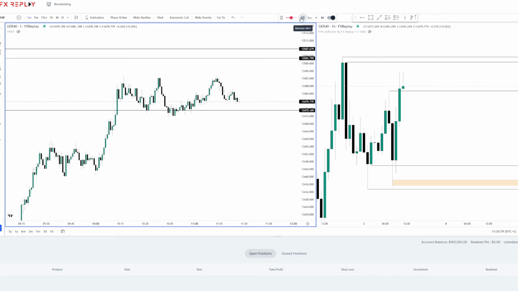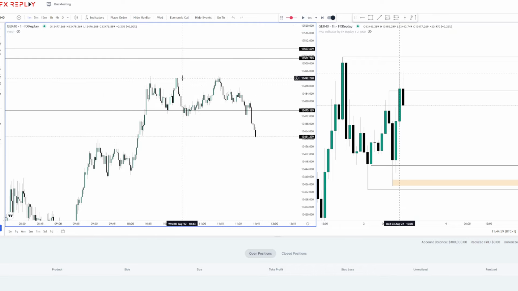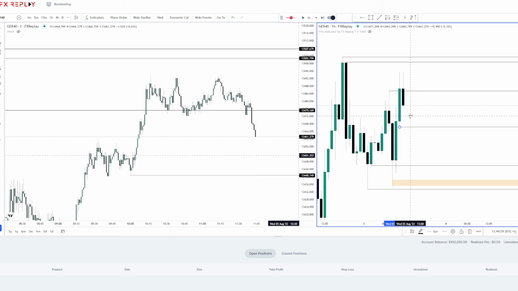I'm actually going to be curious if we do reach into the upper level or if we do get rejection. This is now getting obviously rejected. We're shifting the market structure back bearish. You would be looking for the next draw on liquidity, which is here. Now, you keep doing this back and forth.